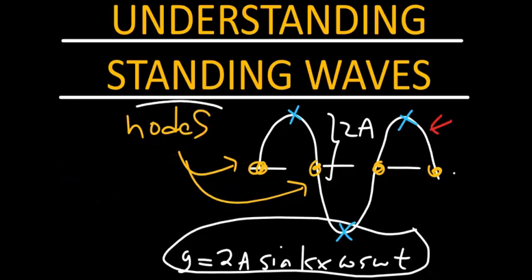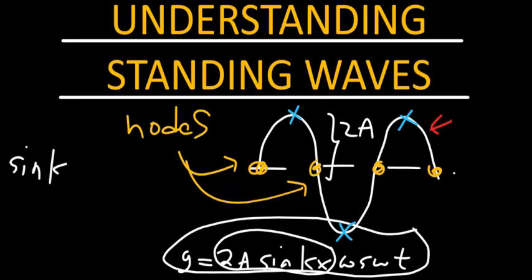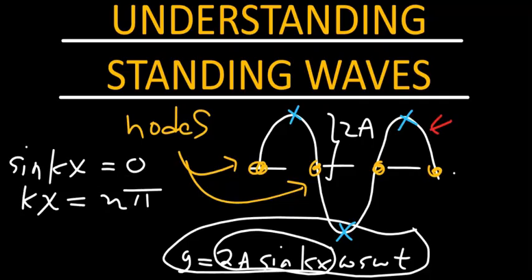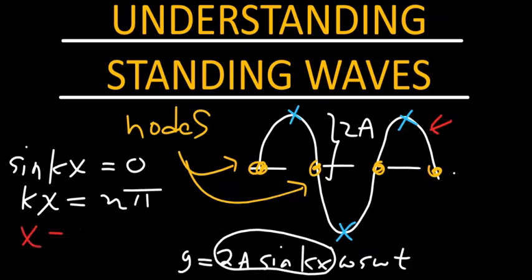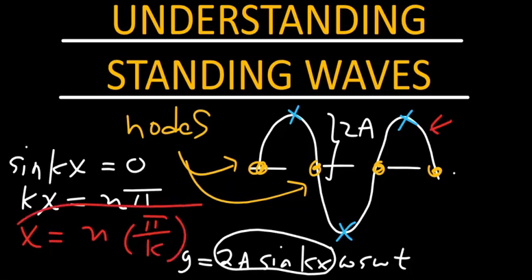Let's try to find the position of the nodes. These are points with zero amplitude, so that means this portion of the equation must be zero. In other words, sine kx has got to be zero. That means kx has got to be n times pi, where n can be 0, 1, 2, 3, and so on. Rearranging, we see x equals n pi over k. So this locates the position of nodes.